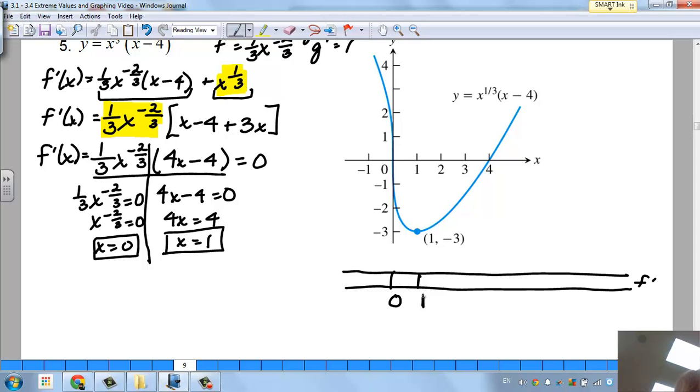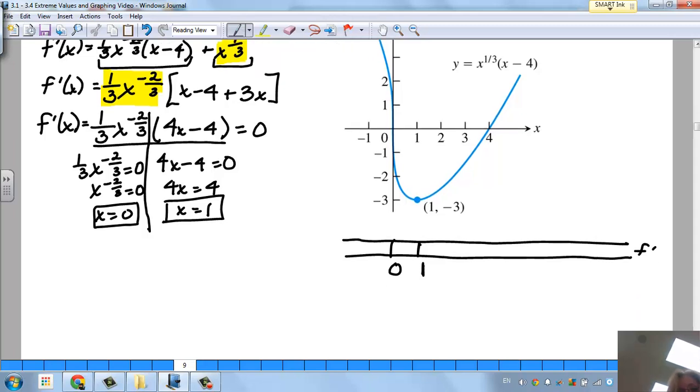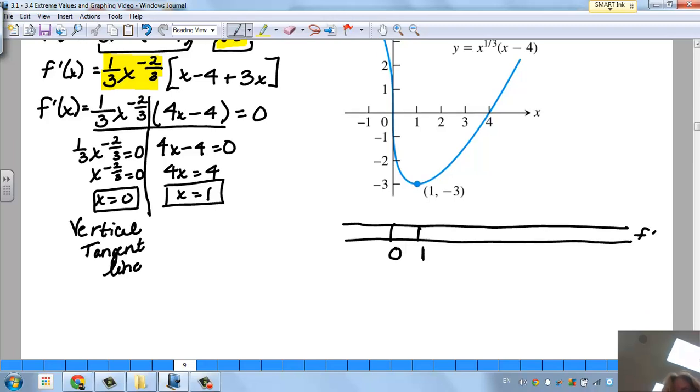Okay? If you look at 0 here, it looks like there's a vertical tangent line at x equals 0. It doesn't mean that it's a max or a min, but I just want to show you that there is a vertical tangent line there. That's why that x equals 0 came up. But let's see if we can find a local min or a local max. It looks like it's at x equals 1. So let's set up here.